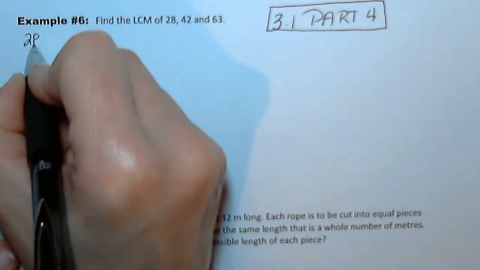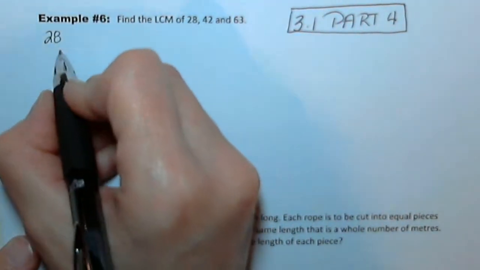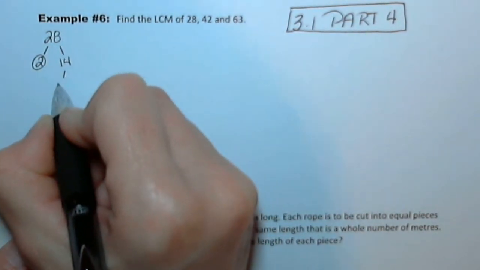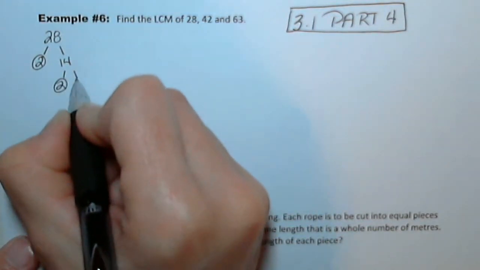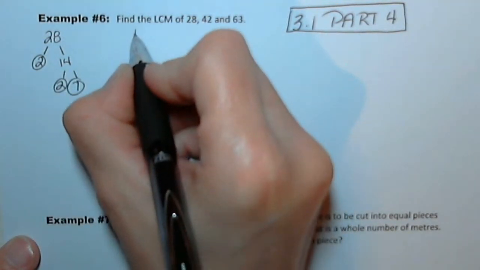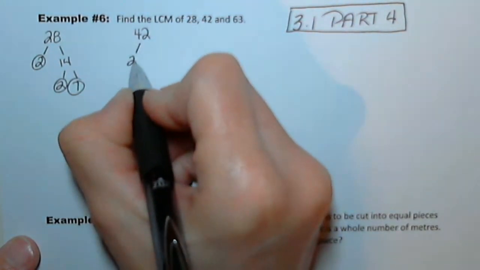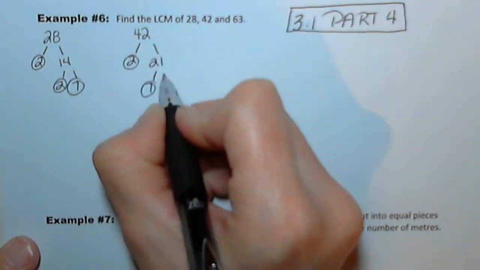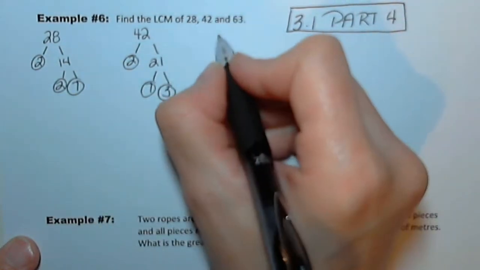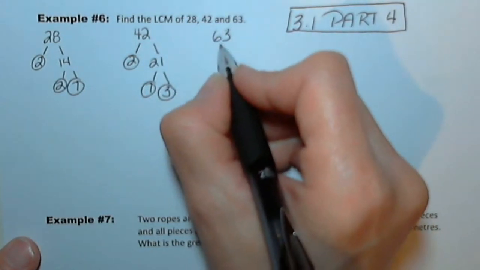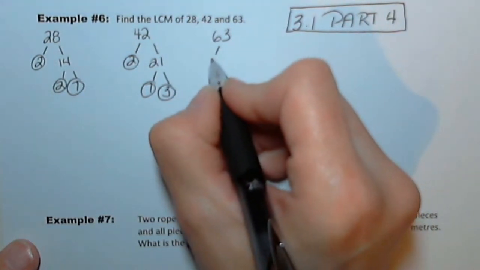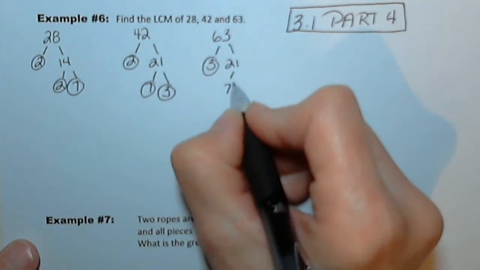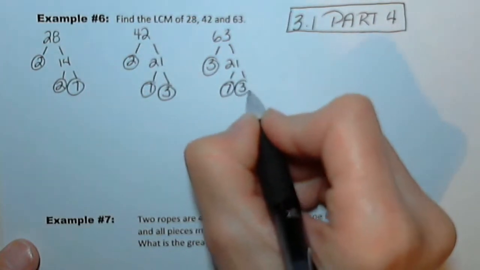So we're going to turn 28 into its prime factors, or prime factorization, by going 2 times 14, and 14 is 2 and 7. And then 42 we're going to write as 2 and 21, and 21 is 7 and 3. And 63, obviously 2 is not going to work. Let's go 3 and 21, circle our 3. 21 is 7 and 3.